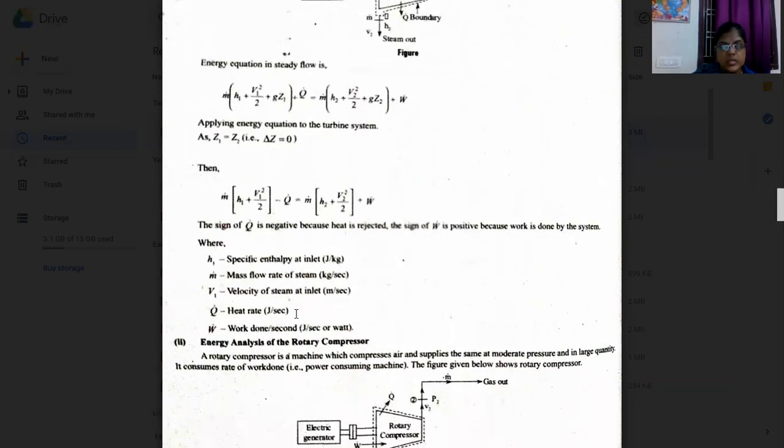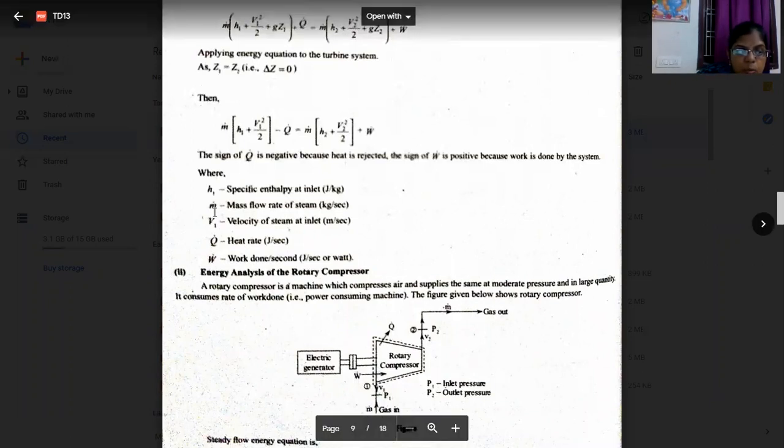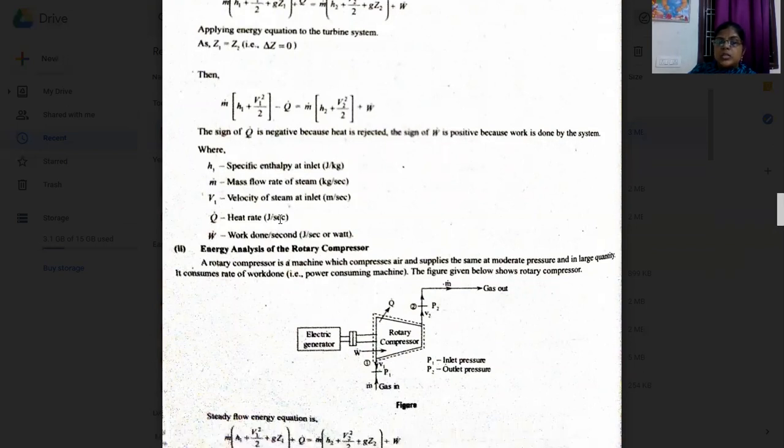So finally, what is the equation we got? h1 is the specific enthalpy at inlet, m dot is the mass flow rate of steam. Why do we put the dot above the m? That means kg per second. So when the time is given, we put a dot above the term. m dot is the mass flow rate of steam in kg per second, and V1 is the velocity of steam at inlet in meter per second. The units are very important while we do the problems. If you don't know the proper units, we cannot solve the problems properly. So definitely learn the units of each and every term, students. Work done per second has units of joule per second, which is also known as watt.